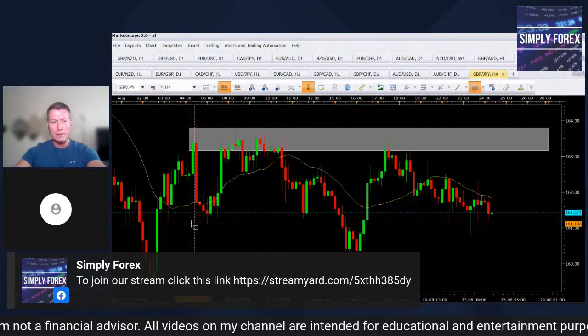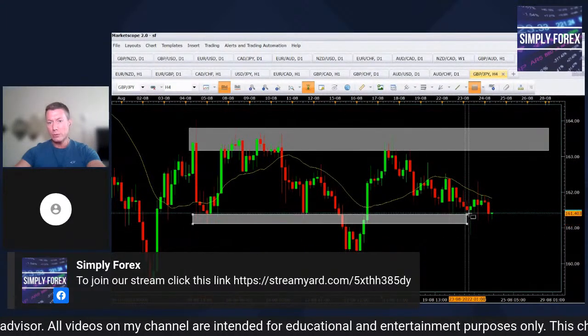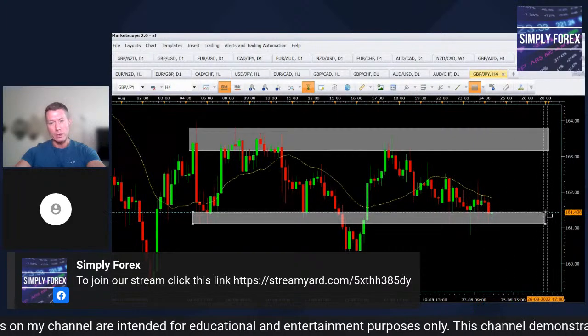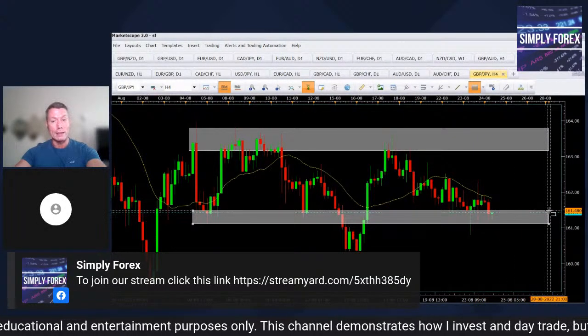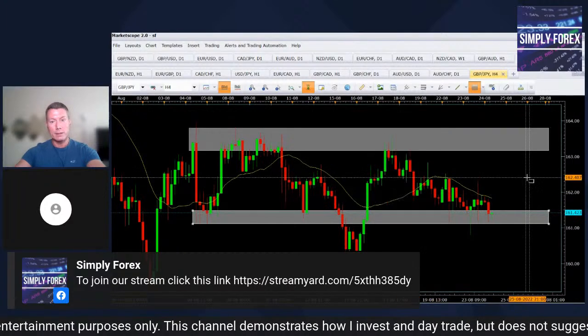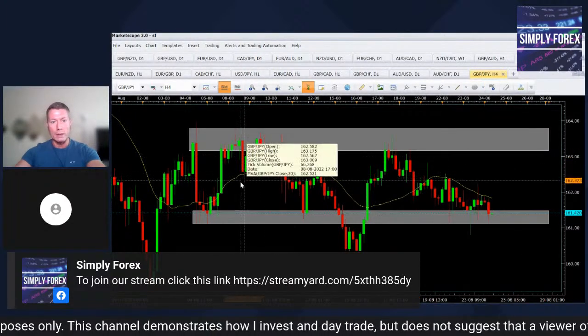It's a scruffy market. You can just tell there's lots of indecision, Luke. It's not a nice pair to look at at the moment. It's not nice to trade. But on the H4, they're my two grey zones.